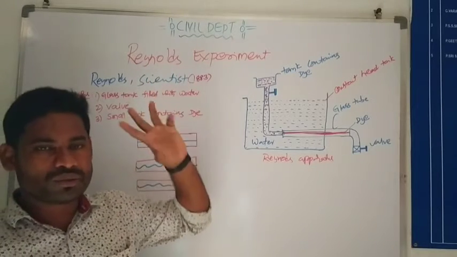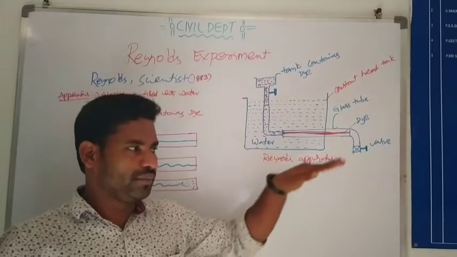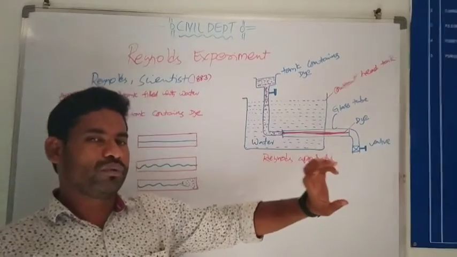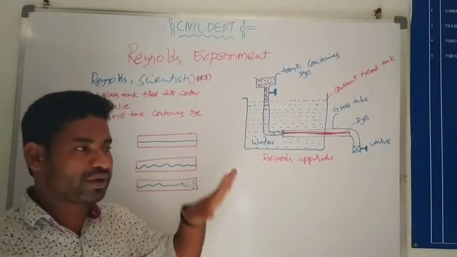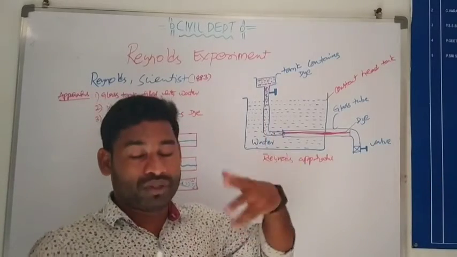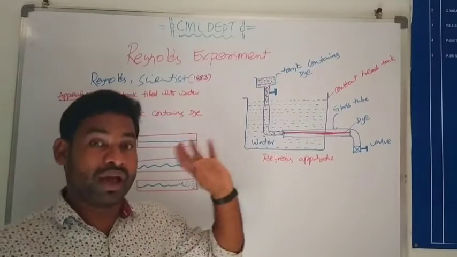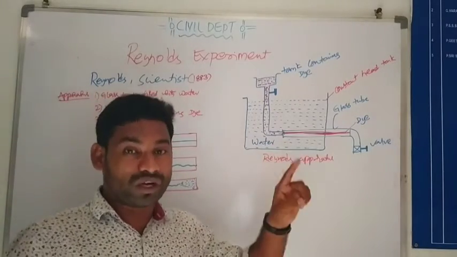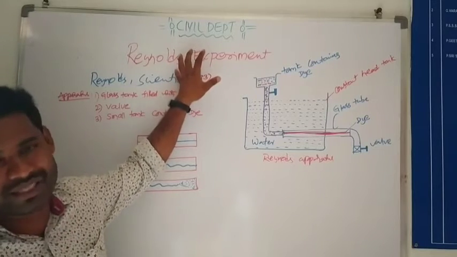Suppose the liquid is flowing very slowly. For that slow velocity of liquid, he has given one name. And for liquid flowing very fast, with high velocity, he has given another name. That is the main motto of the Reynolds experiment.